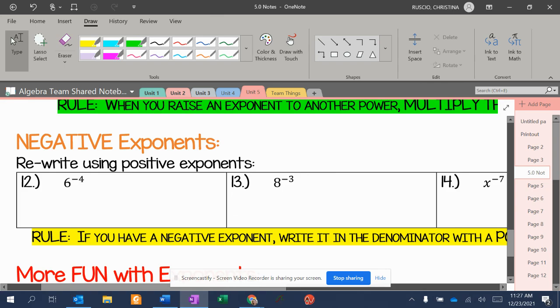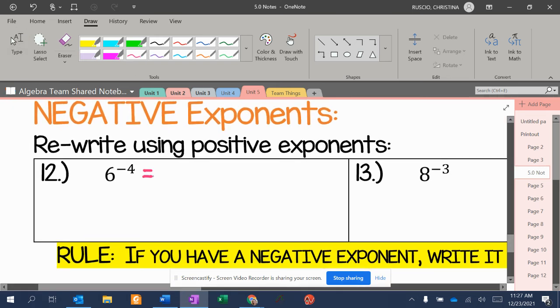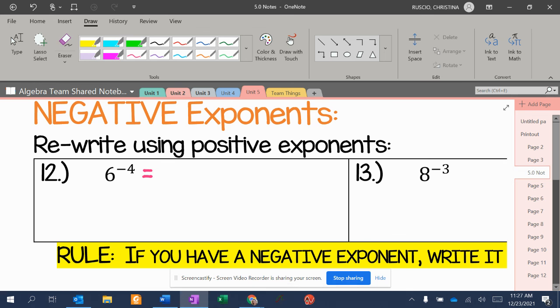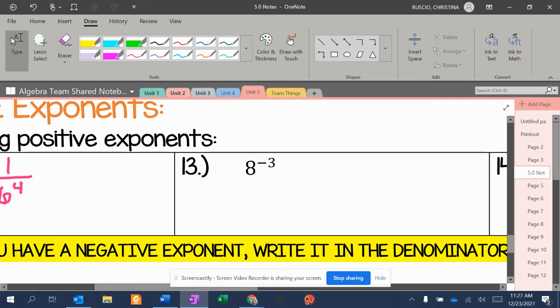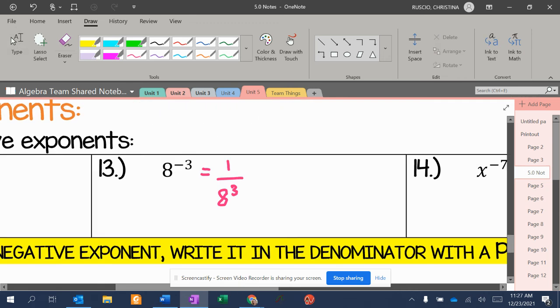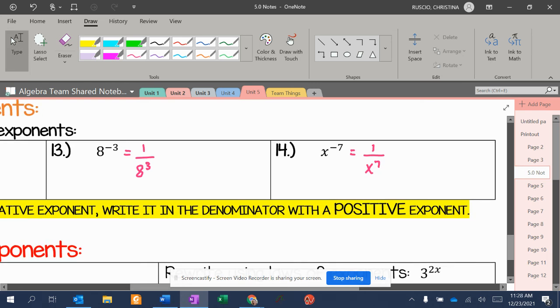Okay, negative exponents. These are weird, but for now, we are just going to discuss, and actually we talked a little bit about this in the exponential unit when we were dealing with graphing exponential functions, but anytime we have a negative power, we write it as a positive power in a denominator. So see how I just flipped it? 6 to the negative fourth is 1 divided by 6 to the positive fourth. 8 to the negative third is 1 over 8 to the positive third. X to the negative seventh can be written as 1 over x to the positive seventh.